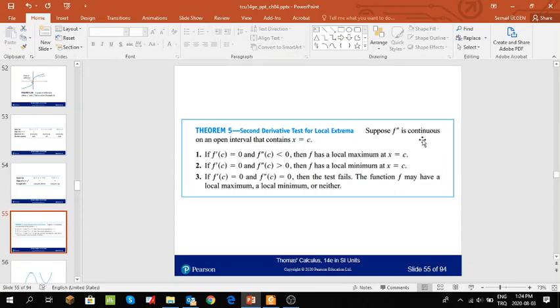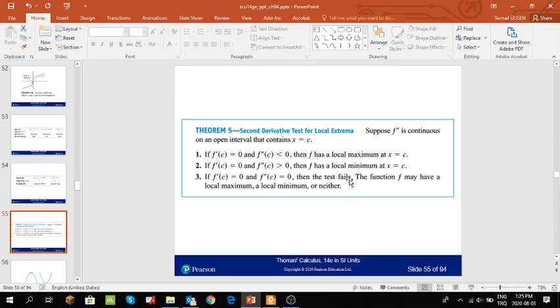Here we assume that the second derivative of f is a continuous function on an open interval that contains the point c. We have a local maximum at c if the first derivative at c is equal to 0, in other words c is a critical number, and also the second derivative at c is negative. We have a local minimum at c if c is a critical number, which means f prime of c is equal to 0, and the second derivative of f at c is positive.